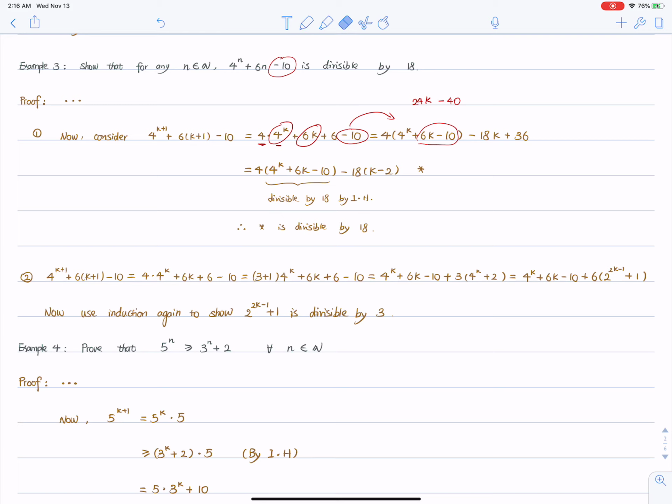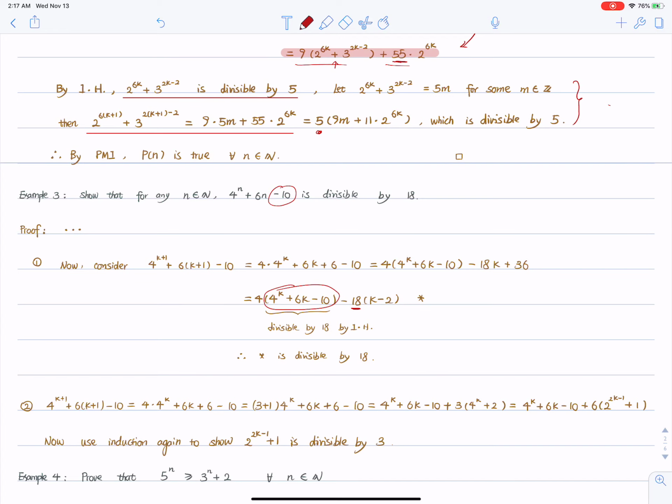Anyway, I'm just going to erase those. Now you can reach your final statement that since this is divisible by 18 by IH, or inductive hypothesis, we know this is divisible by 18. If you add or subtract them together, the whole thing would be divisible by 18. Again, I don't know if you can use this argument, so I suggest you use this, okay? Use this.